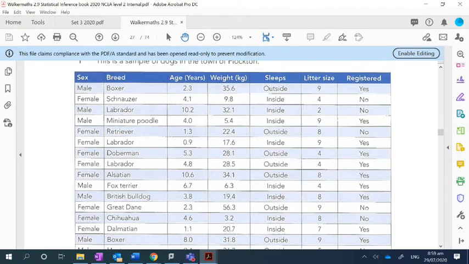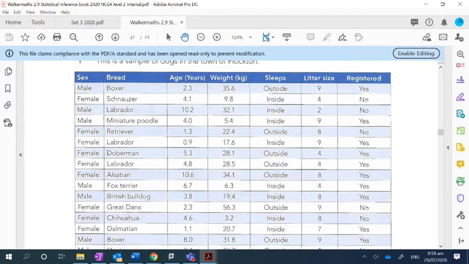Age. Oh, yeah, that's an easy one, right? Okay? Weight. That's another easy one. So, am I steering you toward ones that are already numbers? Yeah. That would make your life a lot easier. Sleeps inside, outside? The number of dogs who sleep inside versus the number of dogs who sleep outside, right? Even though it's a qualitative kind of thing, you could turn it into a number by just comparing the number of dogs who do this compared to the number of dogs who do that.